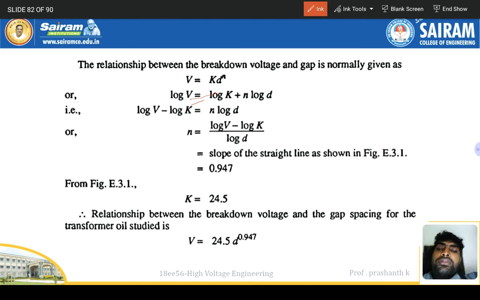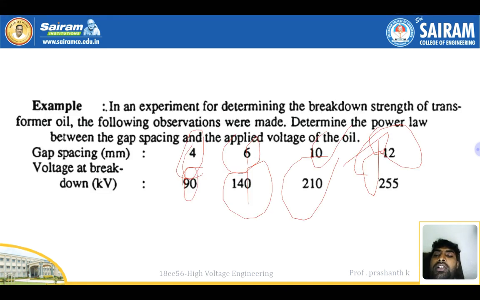So see, the question is: gap spacing is in millimeters, voltage at breakdown is in kilovolts. Just vary the voltage 90, 140, 210 or 255, and automatically based on the distance the breakdown will occur, right?